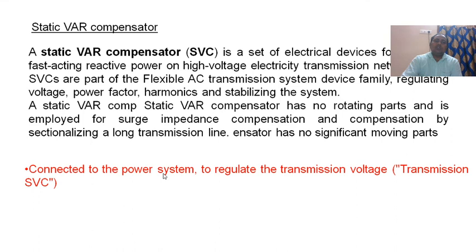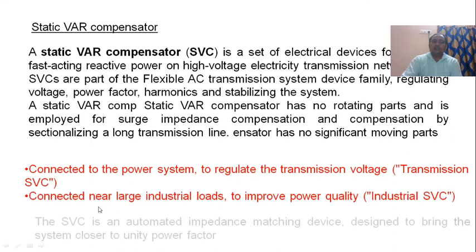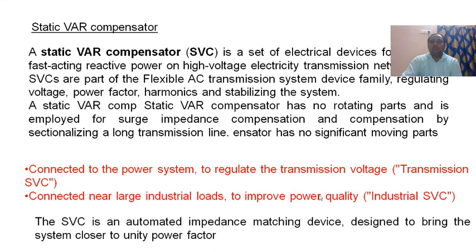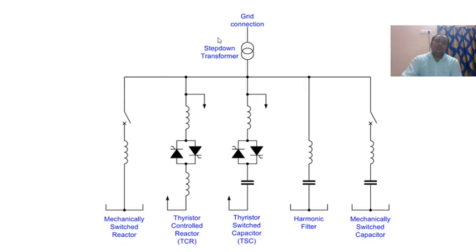It is connected to the power system to regulate the transmission voltage, and connected near large industrial loads to improve power quality. The SVC is an automated impedance matching device designed to bring the system closer to unity power factor. So this is an SVC, static var compensator. The mechanically switched reactors are there. Thyristor controlled reactors, TCRs, are there. Thyristor switched capacitors, TSCs, are there. Harmonic filters are there. Mechanically switched capacitors are there. This is the SVC, static var compensator.